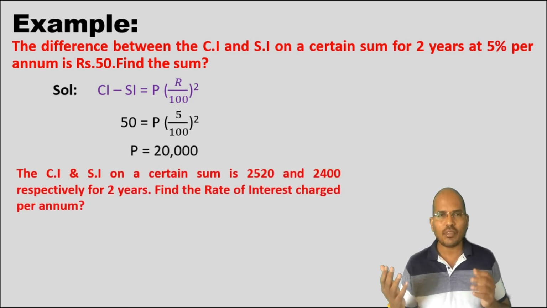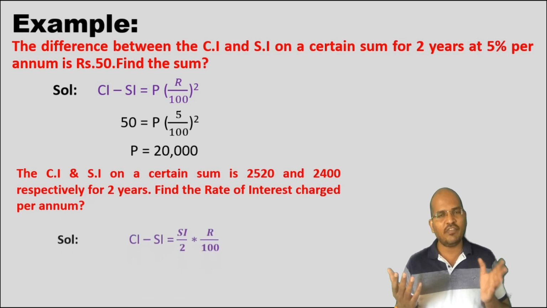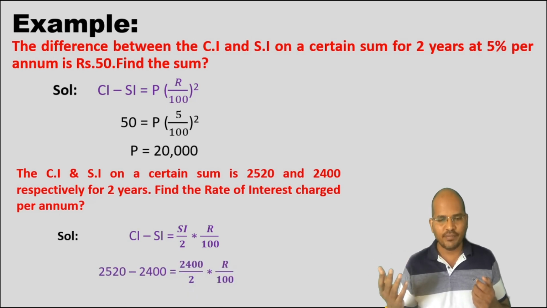So, another example: he gave us the CI and SI on a certain sum as rupees 2520 and 2400 for 2 years. Now find the rate of interest charged per annum. He gave us compound interest, he gave us simple interest. Now he is asking us the rate of interest. Now we know that the formula of the difference is SI by 2 times R by 100. So you have CI, you have SI, plug in the values, get the value of R, and the value of R is found to be 10%. That's for now in compound interest.